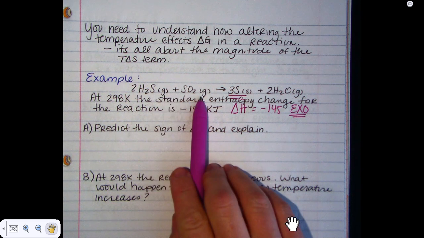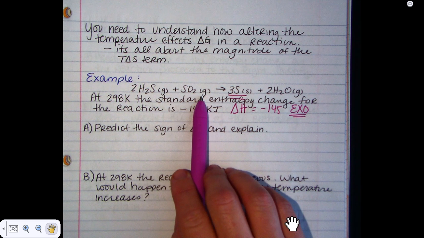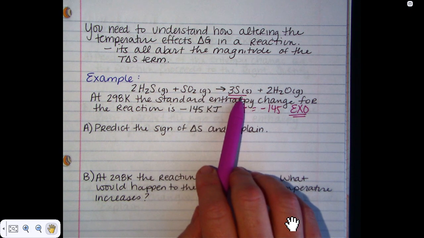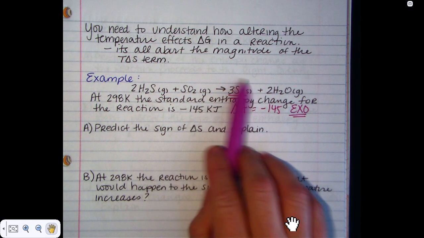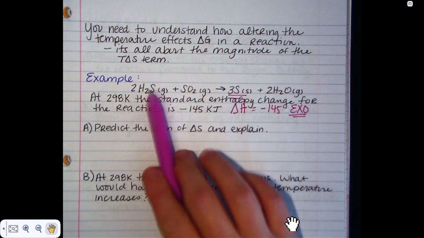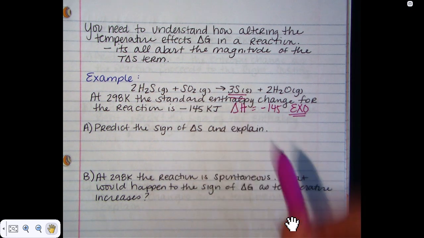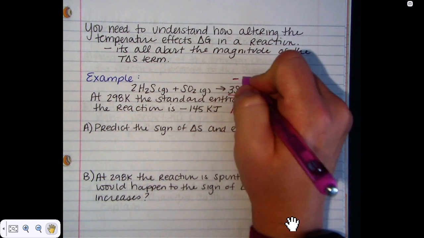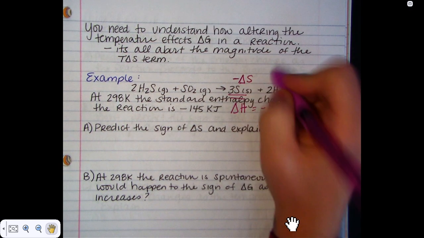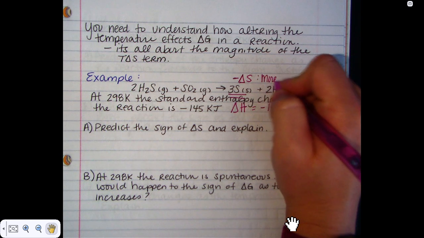So gas and gas are very disorganized, disordered, diffuse states of matter. Solid is very condensed. So because I'm making a solid out of 2 gases, it really doesn't matter that there's another gas over here. I have a solid. My delta S is going to be negative because this is definitely becoming more organized.